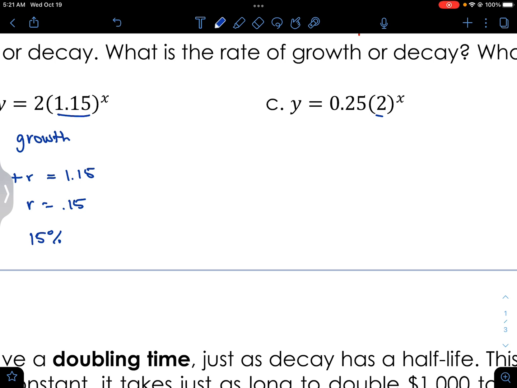Here, that's 2, so this is going to, again, be growth. It is bigger than 1. And so at that point, you have 1 plus r is equal to 2. If you solve for that, r is equal to 1, so what you have is 100% growth.